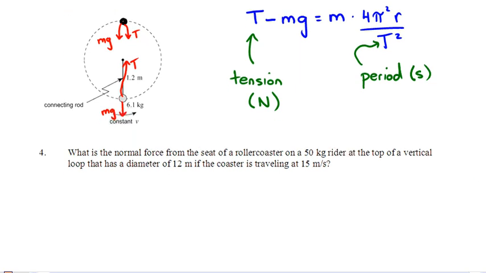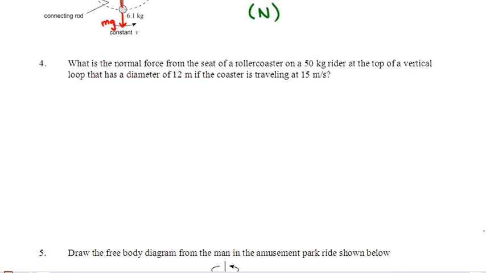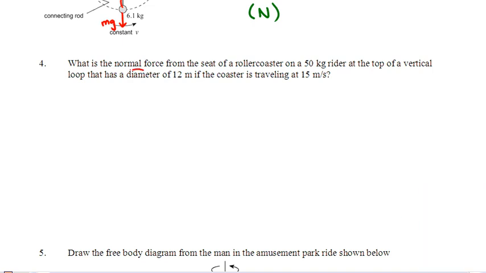For question number 4, I'm going to try to find the normal force, the force from the surface, from the seat of a roller coaster on a 50 kilogram rider. They're at the top of a vertical loop. Got a diameter that, ooh, that's not so good. Hey, you're writing the test and you see that. You see diameter, highlight that. You don't want to accidentally put 12 in. You want to put the radius in. And this roller coaster is going 15 meters per second.